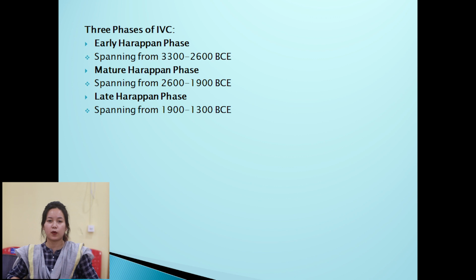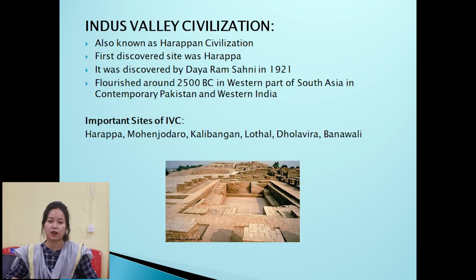Now let's talk about the important Indus Valley Civilization sites. Some of the important sites of the Indus Valley were Harappa, Mohenjo-daro, Kalibangan, Lothal, Dholavira, Gujarat and Banawali. The most important sites of the Harappan civilization were Harappa and Mohenjo-daro. These two sites are now in Pakistan. If you want to see these sites, you will have to visit Pakistan.